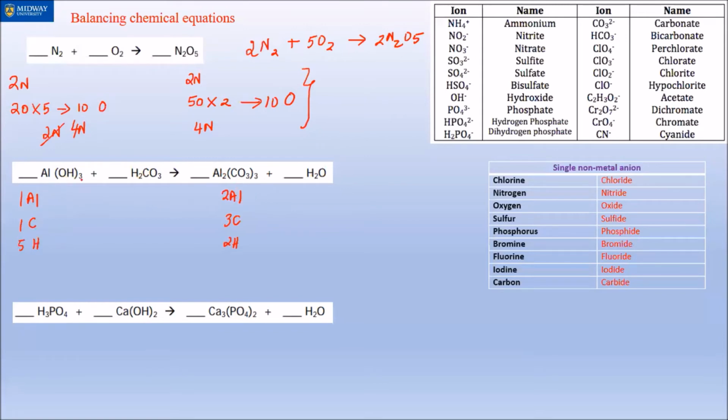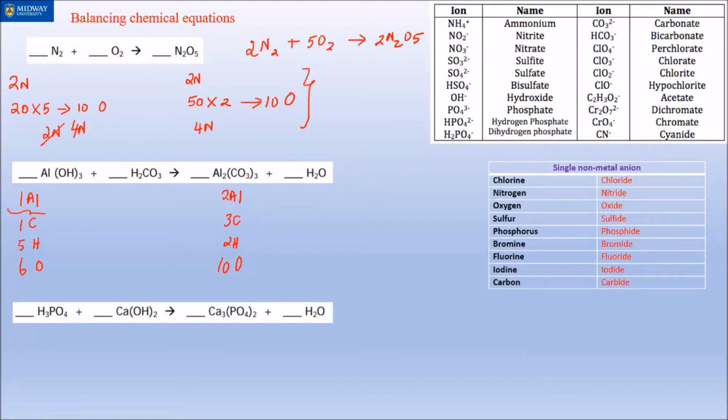And then we have 3 plus 3, 6 oxygens total on this side. And on this side, we have 3 plus 3, which is 3 times 3 is 9, plus 1 is 10 oxygens, okay? Now, this is something that may be very alien for many of you, but trust me, this is very, very easy once you start doing a couple of problems.